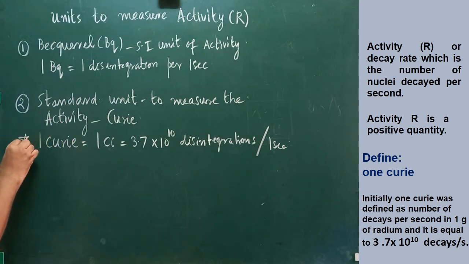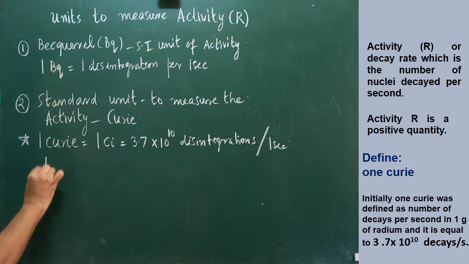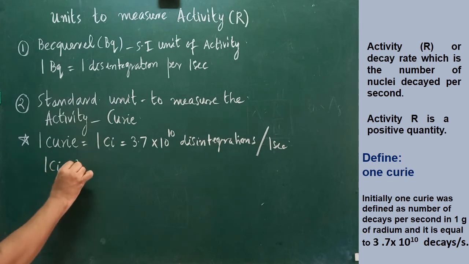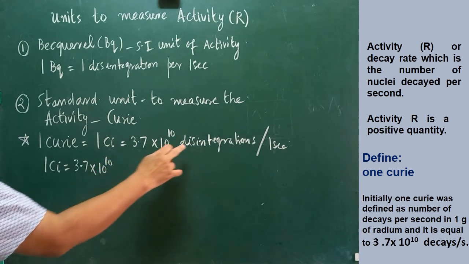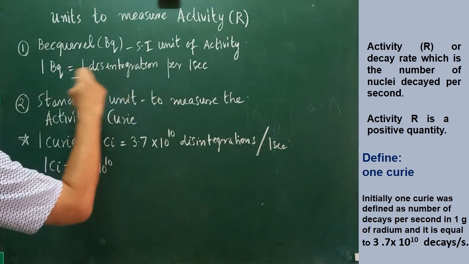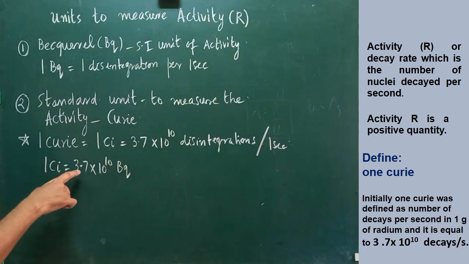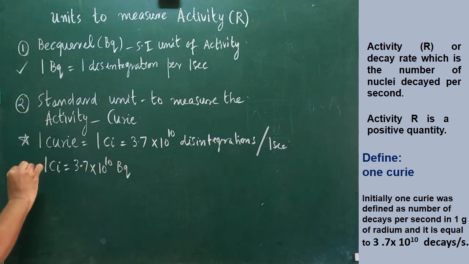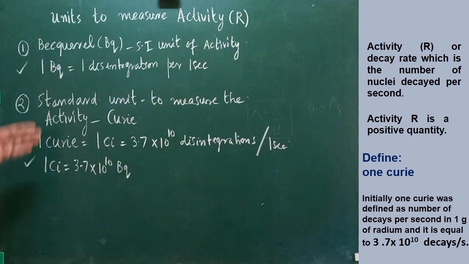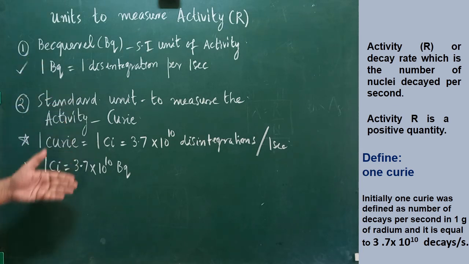Definition will be asked. Now we have to write the same Curie in terms of becquerel. 1 Ci is equal to the same value, 3.7 into 10 to the power of 10. Instead of disintegrations per second, we can write it as becquerel, BQ. So 1 Curie is equal to 3.7 into 10 to the power of 10 becquerel. So there are 2 units, one is becquerel and another one is Curie. Both of them will often be used in problems. While solving problems, these 2 units are often used. Be thorough with the conversions. Okay, thank you.